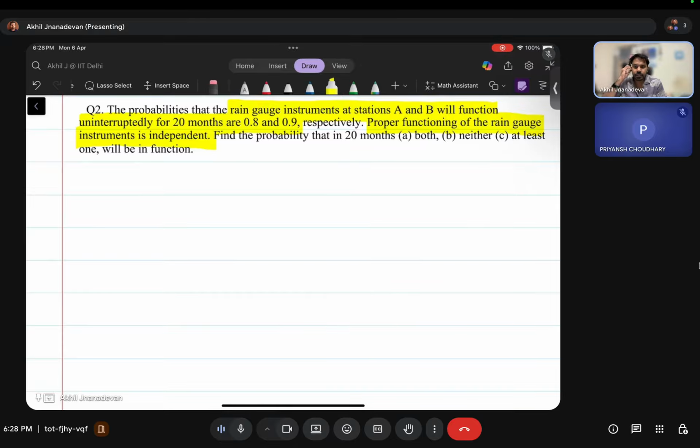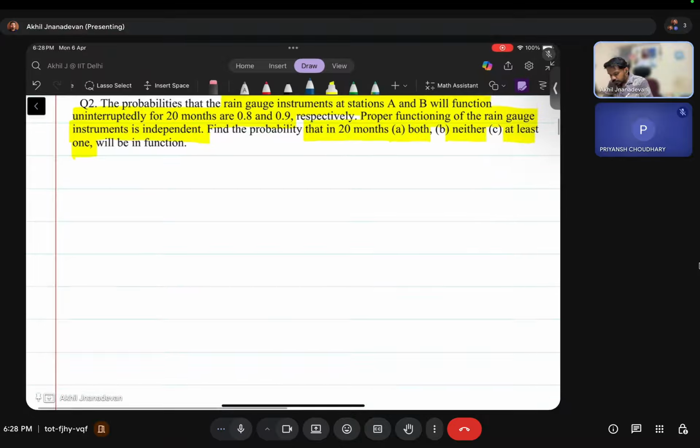Find the probability that in the 20 months, both, neither, or at least one will be functioning. So we need to find the probability in the 20 month period that both will be functioning, neither will be functioning, and at least one will be functioning. So this is the question. There are two stations, two rain gauges. The individual probabilities are given and they are independent. We need the probability that both will be functioning without any issues, that neither will be functioning, and that either A or B will be functioning.